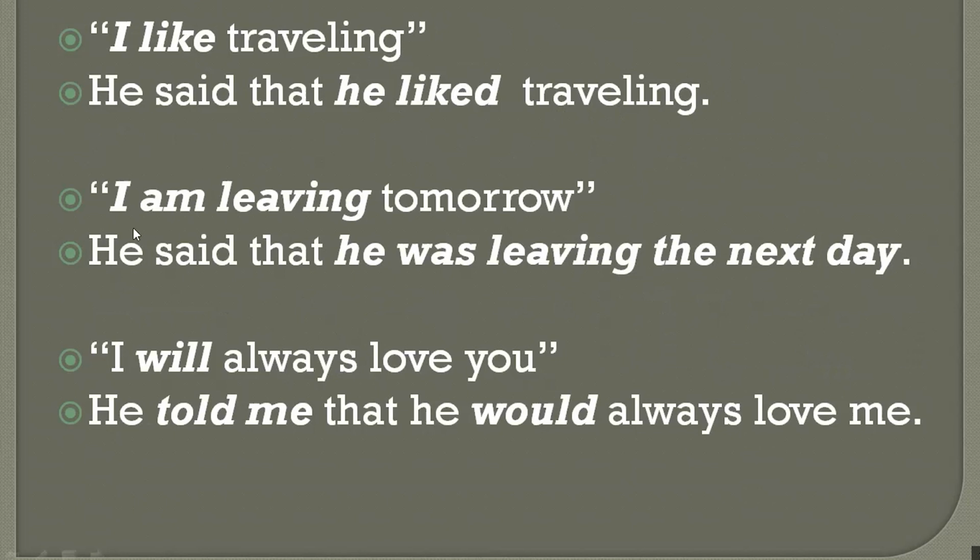I'm leaving tomorrow. That's the present continuous. He said that he was leaving the next day. So I am becomes was. And of course, I changes to he because it's a different subject now. And then tomorrow changes to the next day because maybe tomorrow is not tomorrow. Maybe he said that like 2 days ago or 3 days ago. So tomorrow was a day after he said that, and it's not tomorrow of today. You understand what I'm saying?